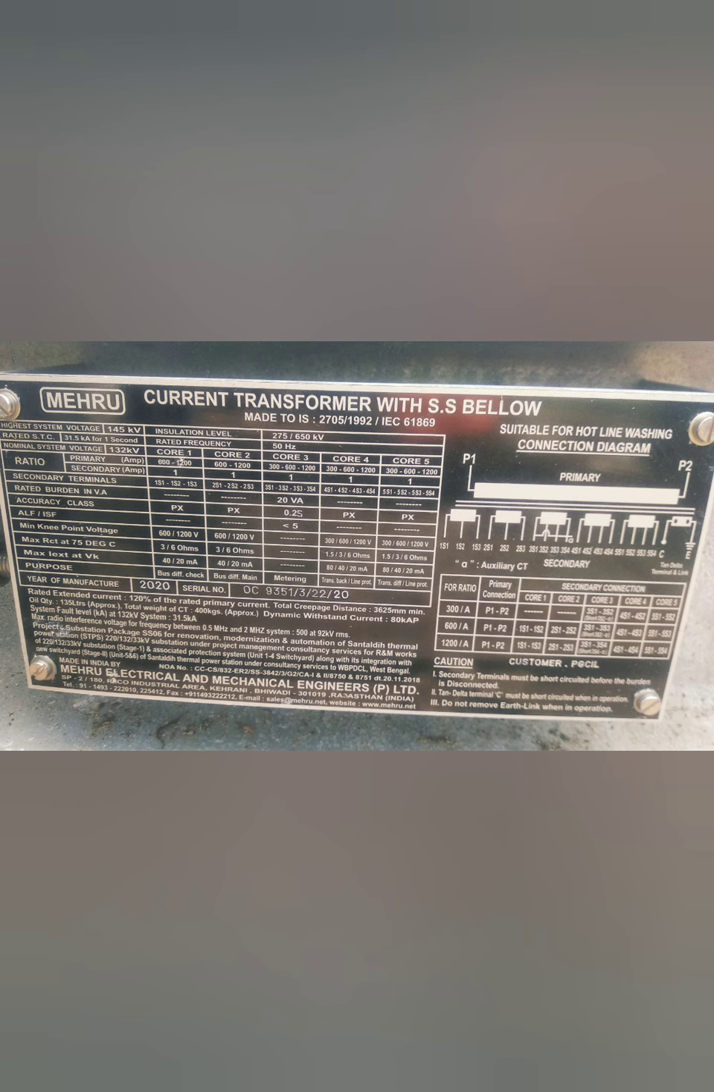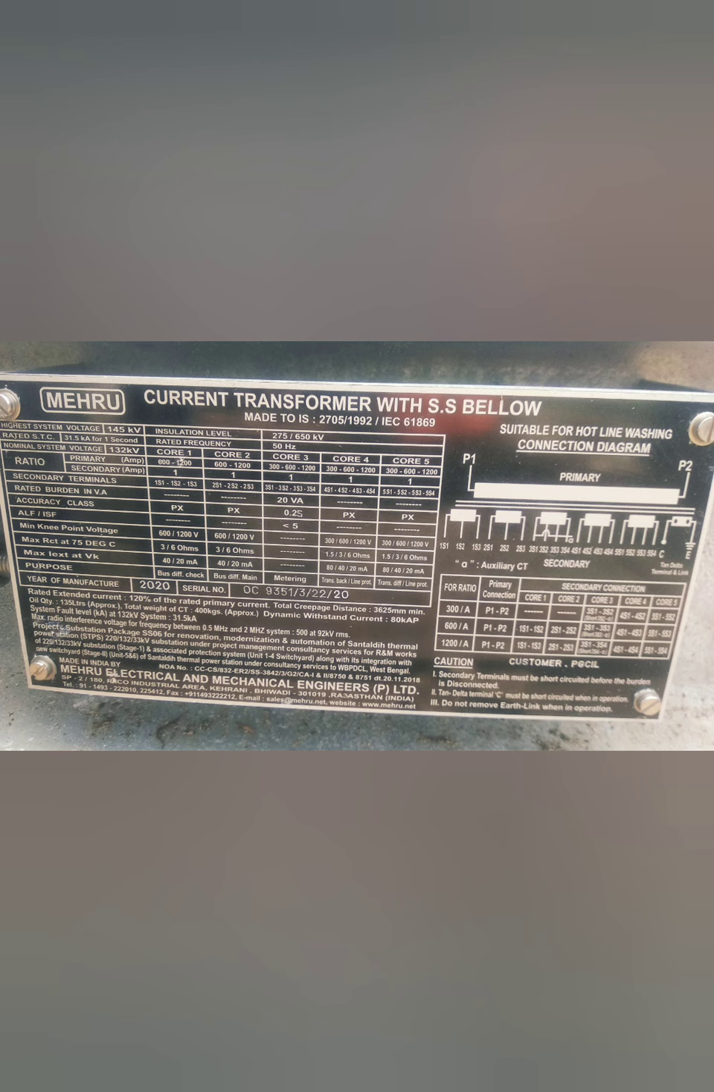Then the purpose of usage is mentioned. The first two cores are used for bus differential, the third core is used for metering, and core 4 and core 5 are used for transformer differential backup impedance, line protections, as mentioned here, but most of the time they will not mention this on the CT.